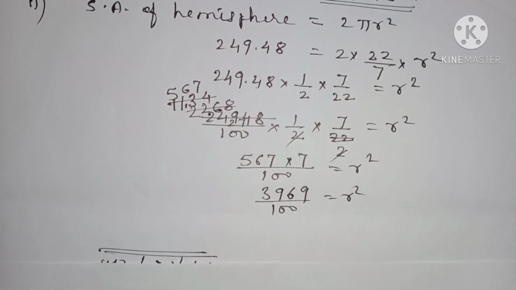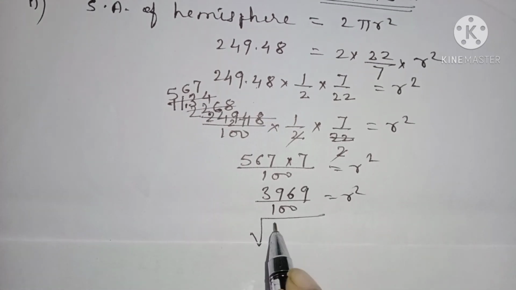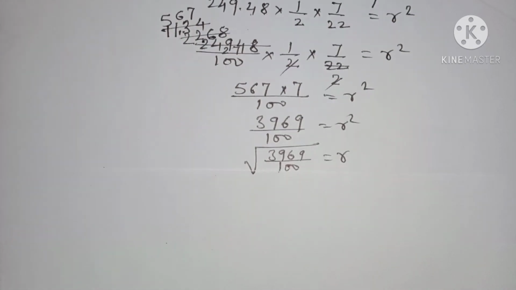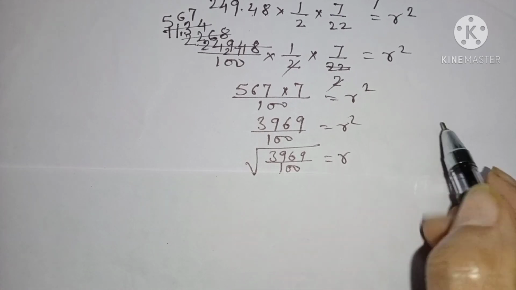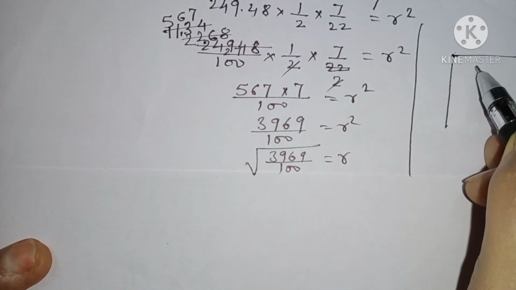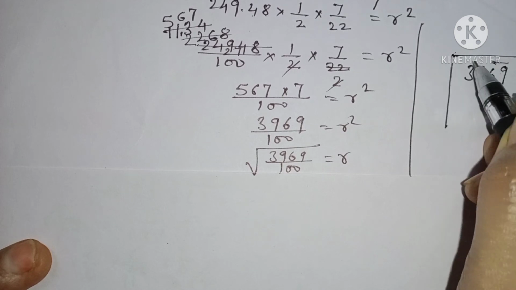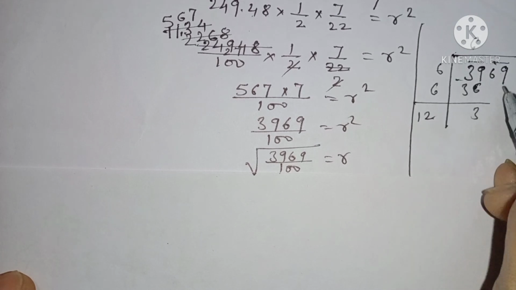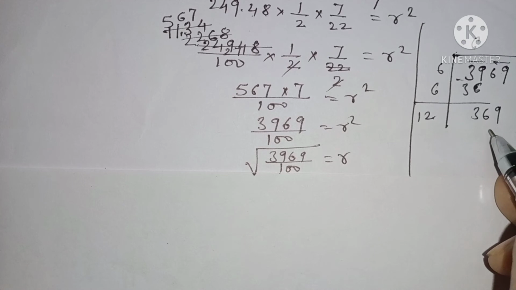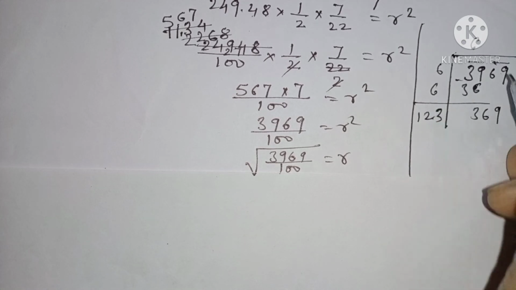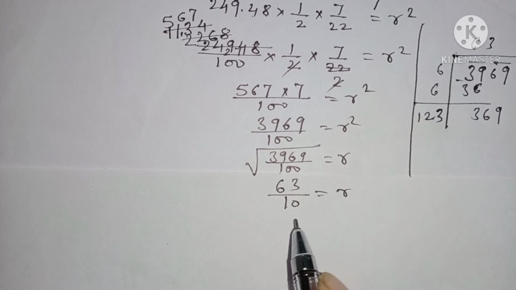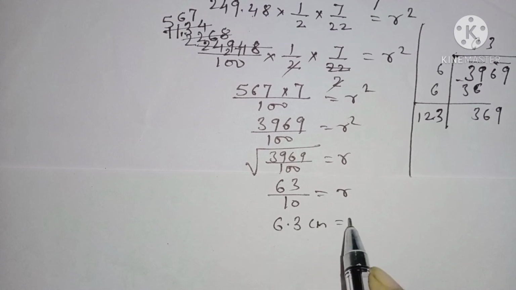So the square root of 3969 upon 100 is equal to r. So what is the radius? Let's find it by the division method. We can find the square root of 3969 here by the division method. 6 6s are 36. Now this is 12, and subtracting here we get 3. Take the next pair. It becomes 369. It is 63 upon 10 equals r. That is, r is equal to 6.3. Okay, so this is the radius.